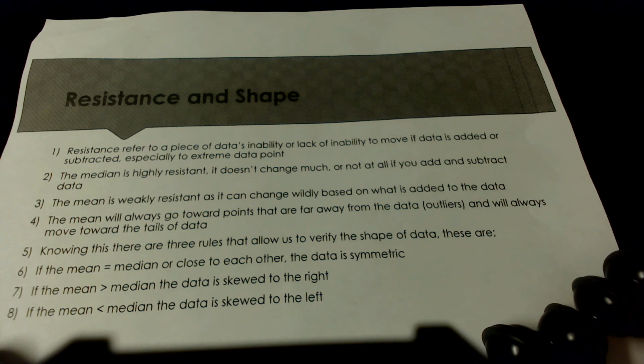If the mean is equal to the median or close to it, because remember, things aren't always perfectly symmetric, and that's going to be kind of your gut reaction, it's symmetric. If you have a mean that's close to a median, it's very symmetric. If the mean is greater than the median, and you have to be careful not to flip those around, so it's mean greater than median, not median greater than mean, the data is skewed to the right. If the mean is less than the median, the data is skewed to the left.